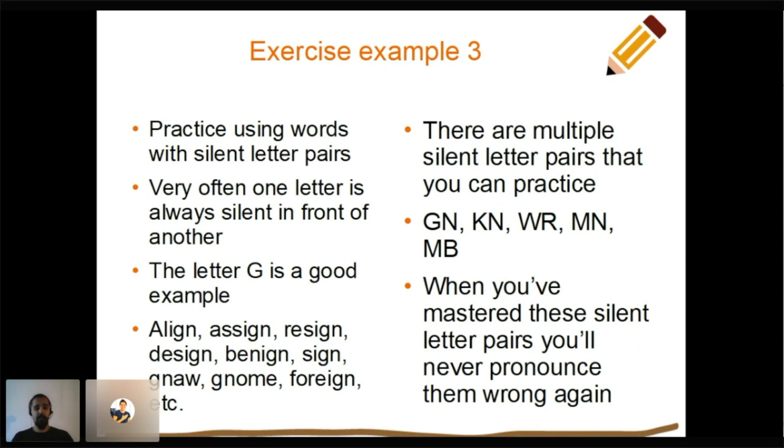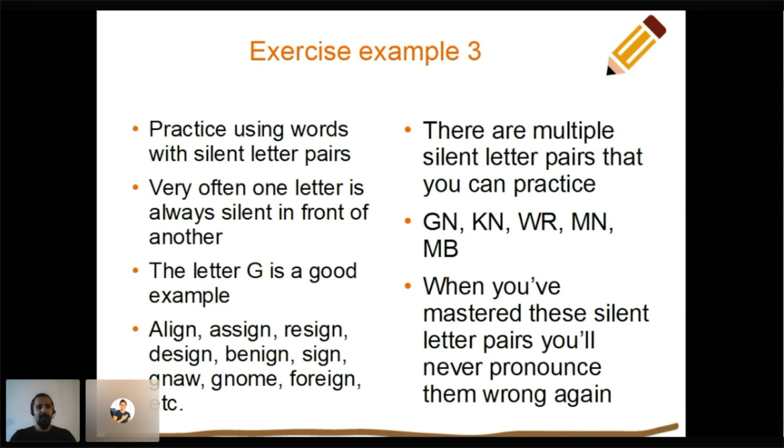Thereby, you will not only practice a specific silent letter and your pronunciation, but you will also remember that if you see these silent letter combinations, you'll pronounce them correctly. And that way, your vocabulary and your pronunciation will improve steadily. By mastering these silent letter pairs, you'll never pronounce them wrong again, because as soon as you see them, they'll be integrated into your vocabulary.